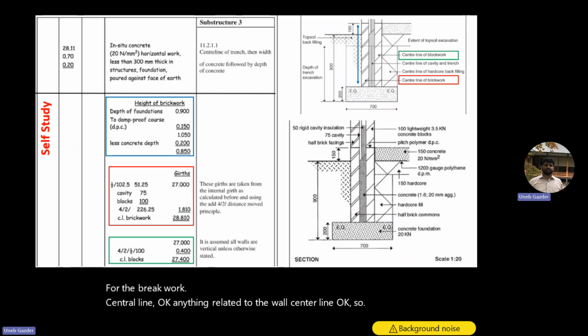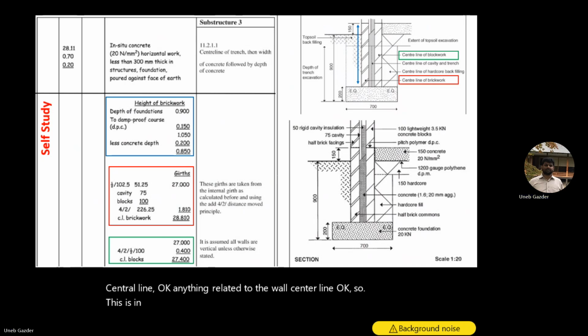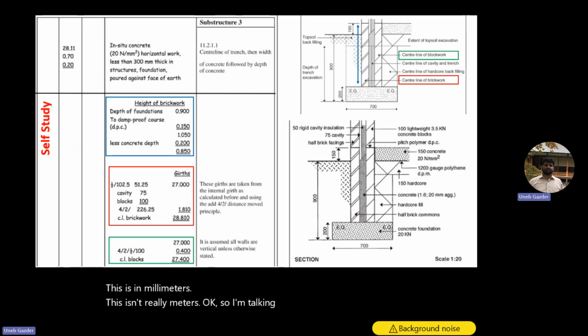Okay. So this is in millimeters. I'm talking about brickwork, this one. This is brickwork. This is brick. This is blockwork. Okay. So 102.5 is the thickness of this brick.